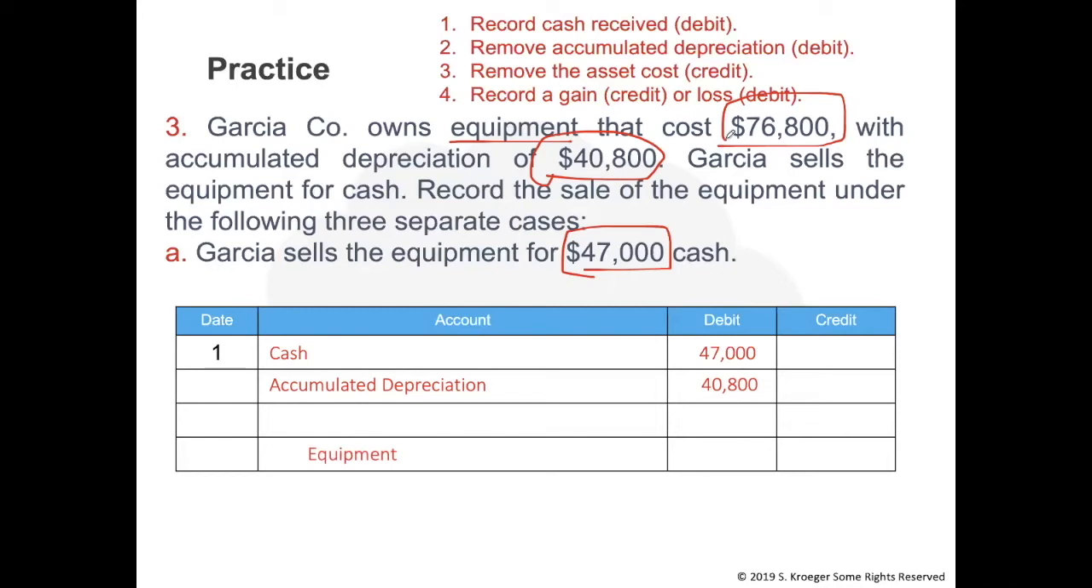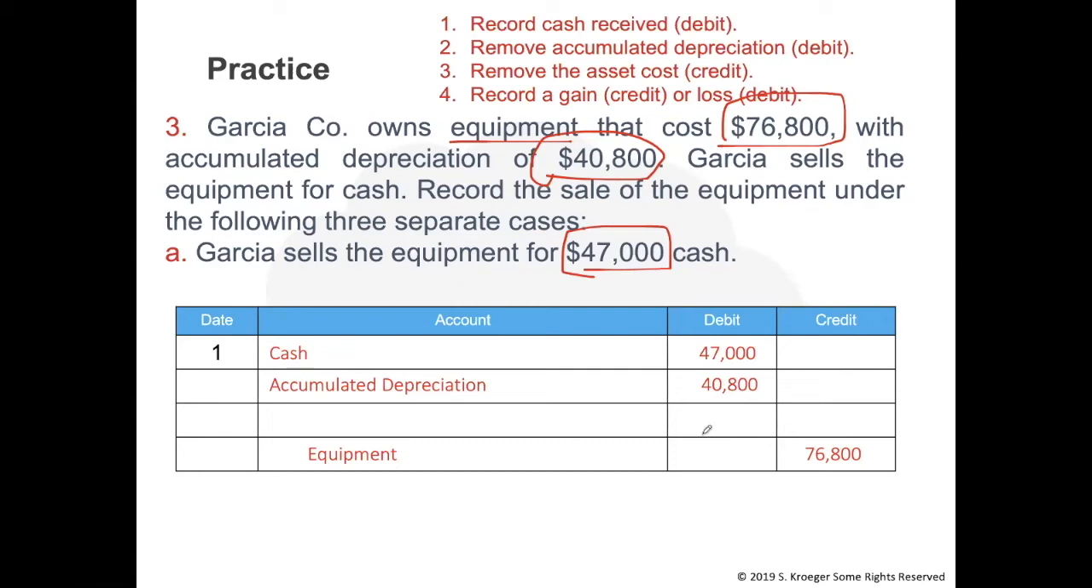I skip a line because I know this is a credit. Credits go at the bottom, and I haven't gotten to step 4 yet, not knowing if there's a gain or loss, so I just skip to the end here. Equipment, we'll do a credit for $76,800.